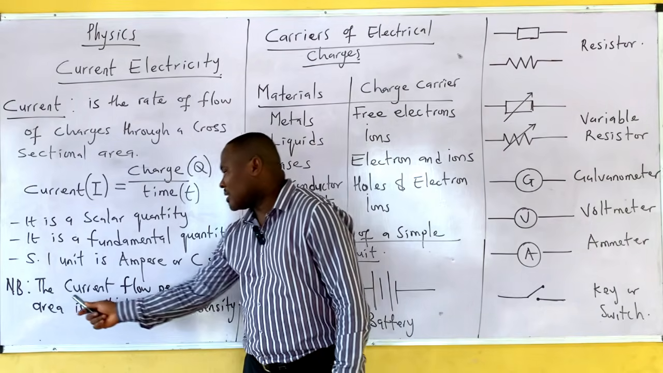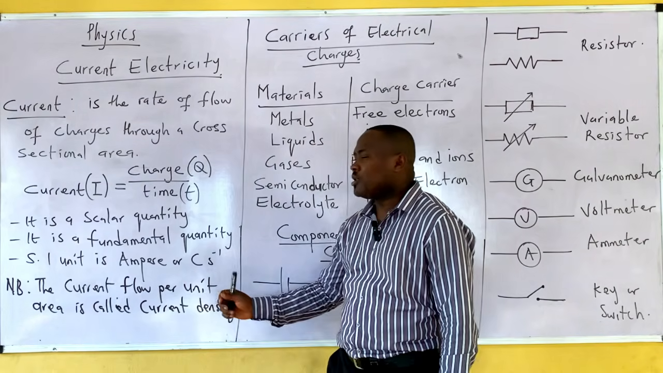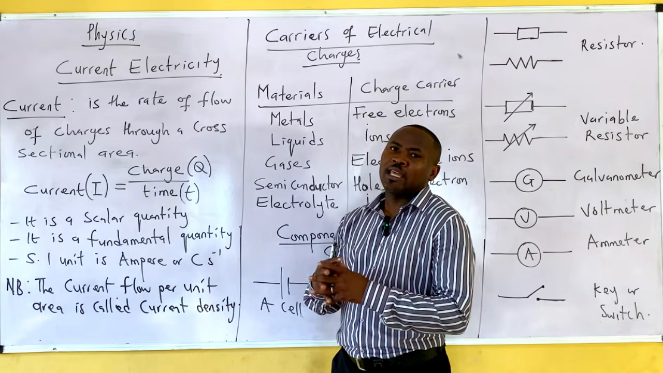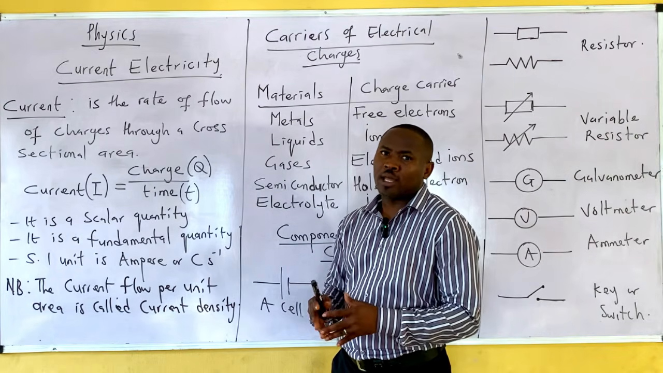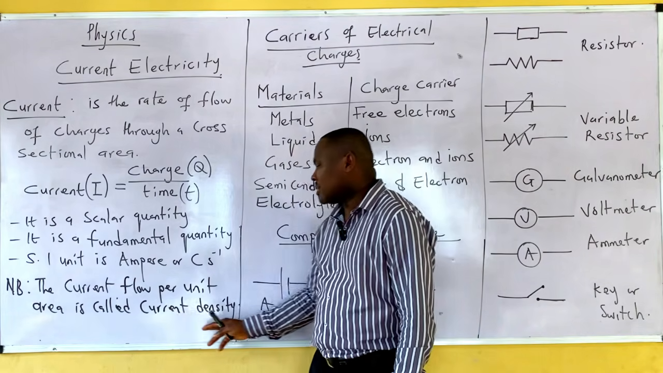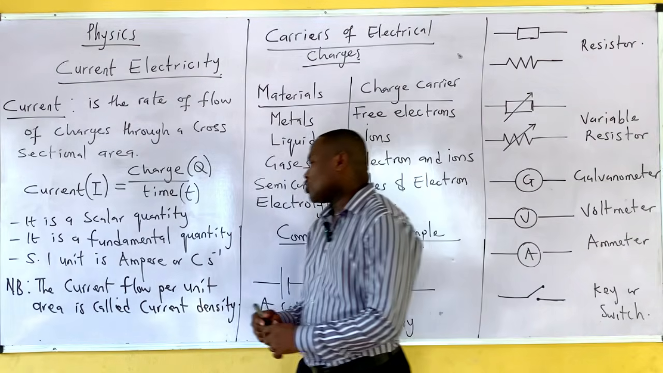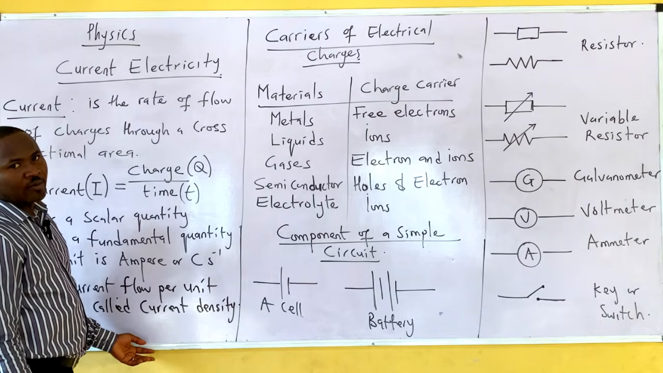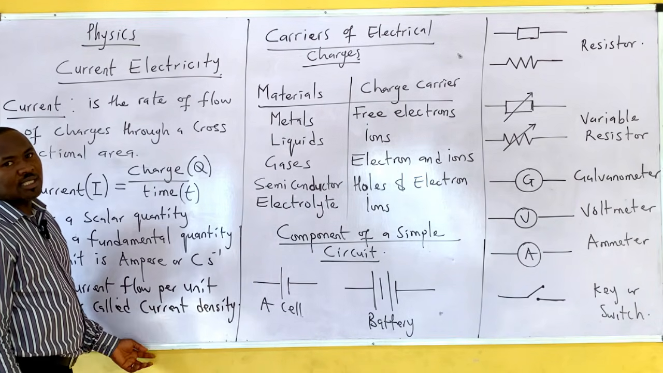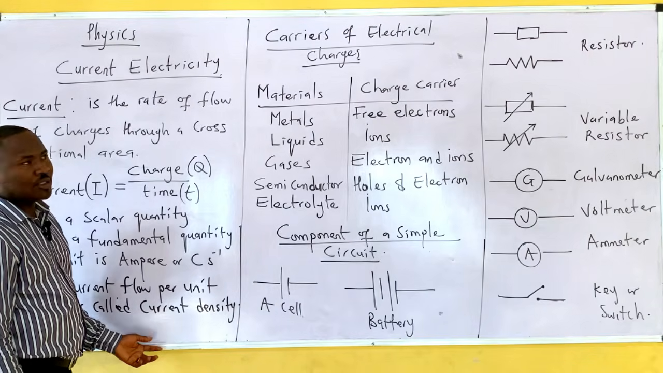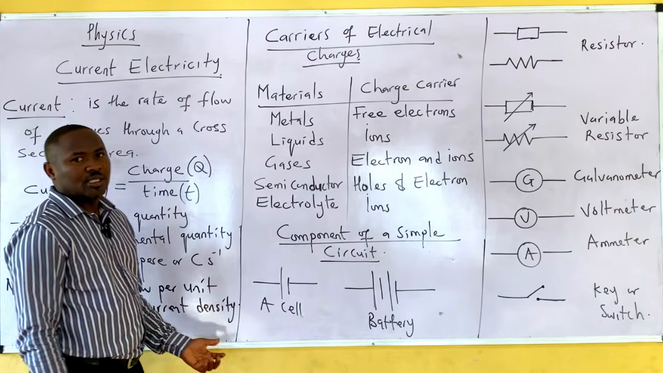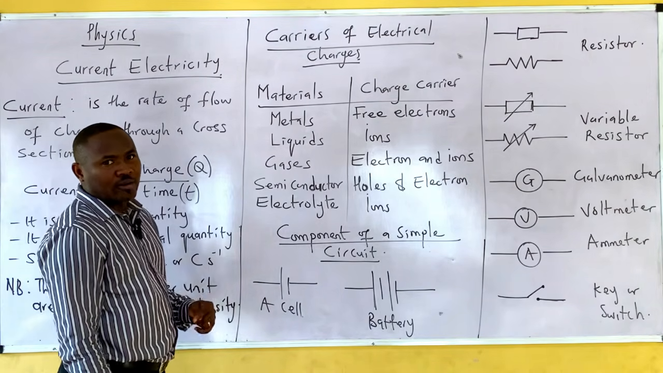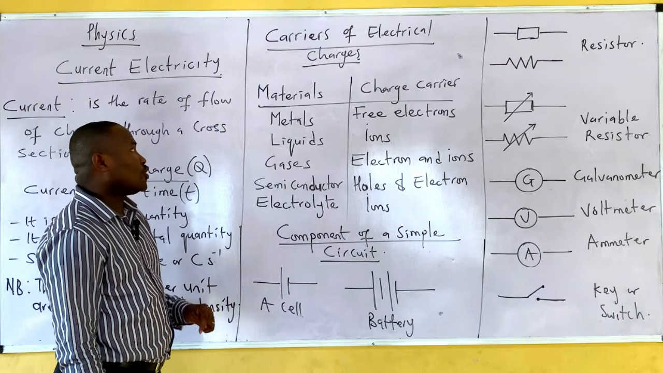Now take note of this, that the current flow per unit area in a conductor or in a wire is called current density. Take note of that. So it means that current density will be current over area, but energy density is energy over volume. Take note of that.